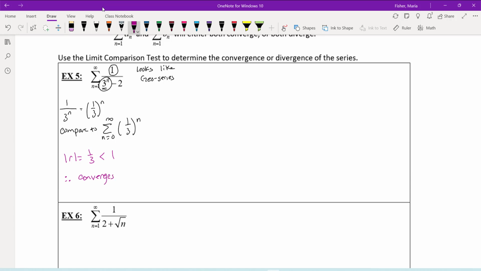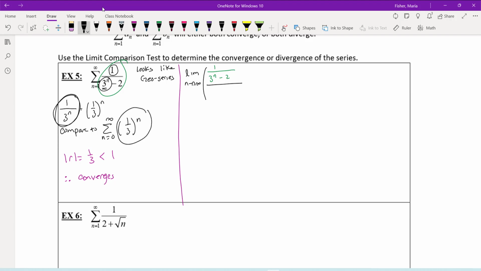If we can take the limit as n goes to infinity of given divided by known, and we end up with a number that is finite and positive, then our series will also converge. The limit as n goes to infinity of your given, which is 1 over 3 to the n minus 2, divided by your known. Well, instead of writing it like this, I'm going to write it as a 1 over 3 to the n.